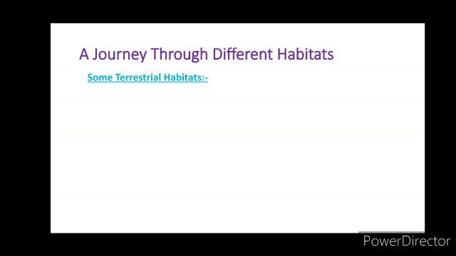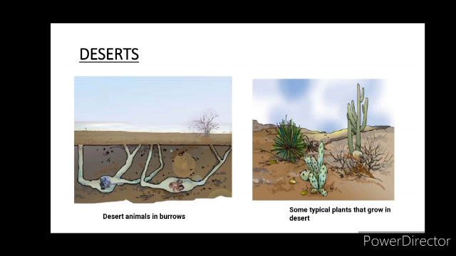We already know two types of habitats are there. One is terrestrial habitat, another one is aquatic habitat. Now we are going to know some terrestrial habitats. Examples for terrestrial habitats are forest, grassland, desert, coastal and mountain regions. Your first example for terrestrial habitats is deserts.